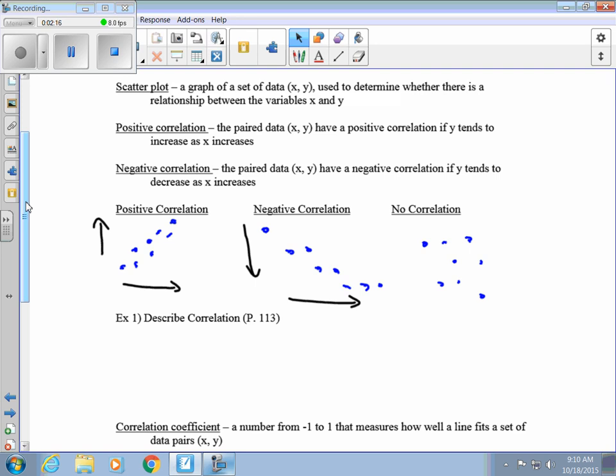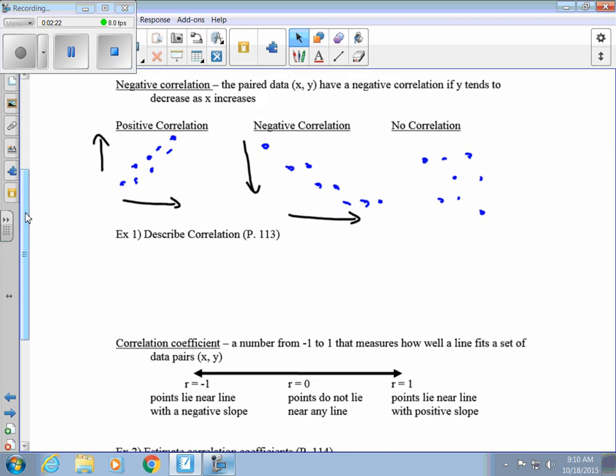So if we look at example 1 in your book, and that's on page 113, we're going to get, in the first case, if you don't have your books there, it's going to look like this. So is that a positive correlation, negative correlation, or no correlation? Well, obviously, that's a positive correlation. Trend data goes up to the right. X gets bigger, Y gets bigger. So this is a positive correlation.